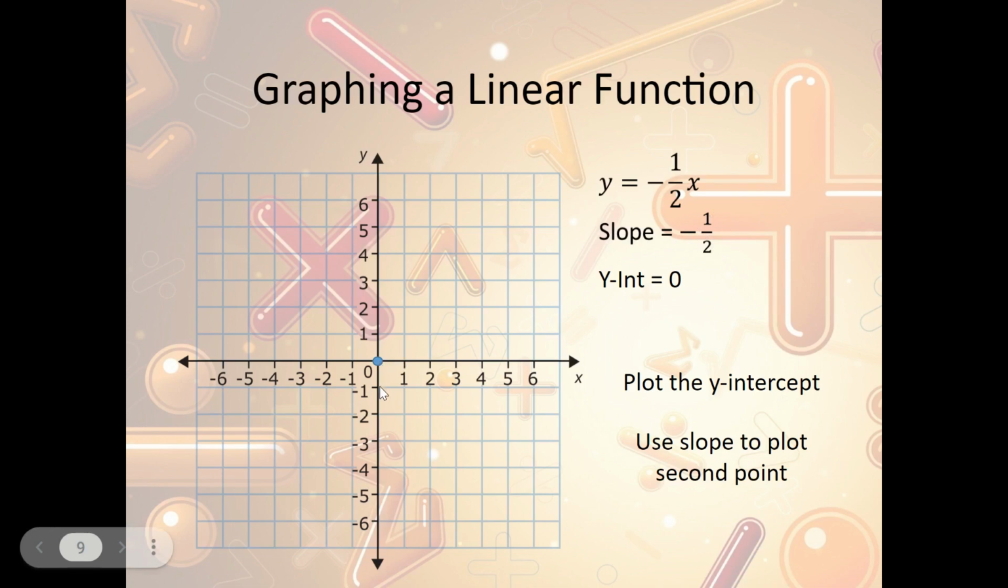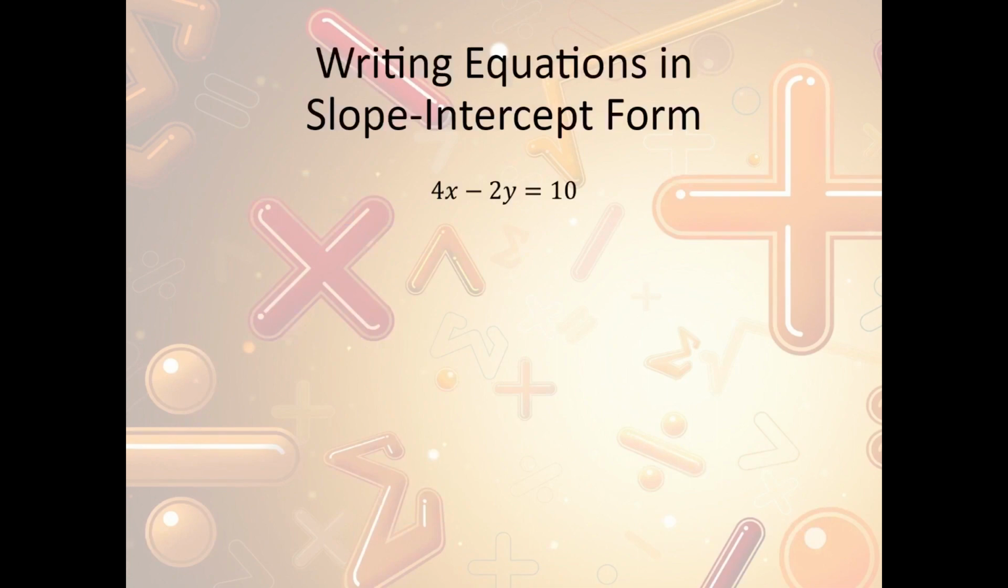And my change in x is 2, so I'm going to go to the right 1, 2, and plot my point. So now I have my first 2 points. The next step is just to connect the dots and draw a line between them. So I'm going to connect the dots. And now I have a linear function that is graphed that goes through 0 and has a slope of negative 1/2. Now, what do I do if the equation's not in slope-intercept form?